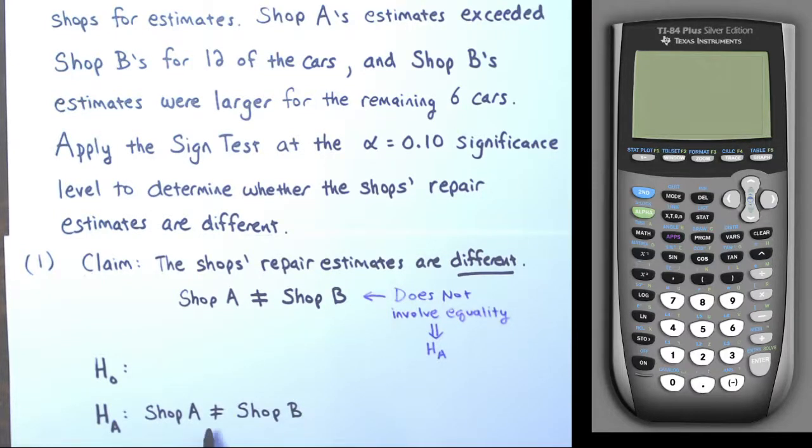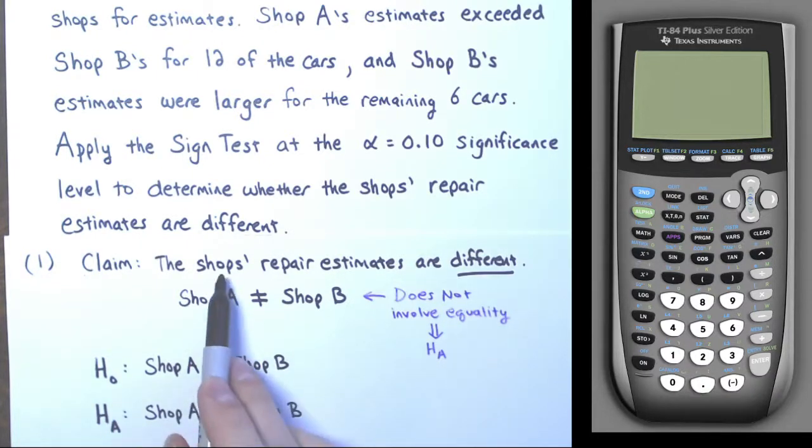And then once you've established one of these, the other one is just the opposite, the negation. What's the opposite of them not being equal? What's the opposite of them being different? Them being the same. So the shop A costs are in general equal to the shop B repair costs. And if I wanted to write that in words, that would just be the shop's repair estimates are not different. They are the same.